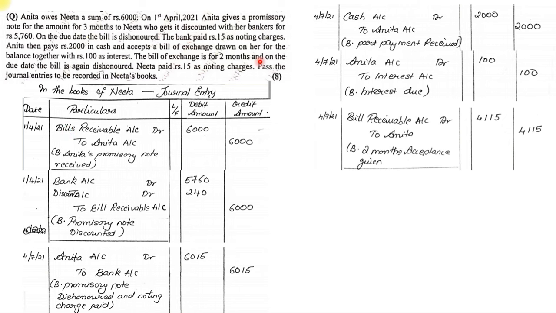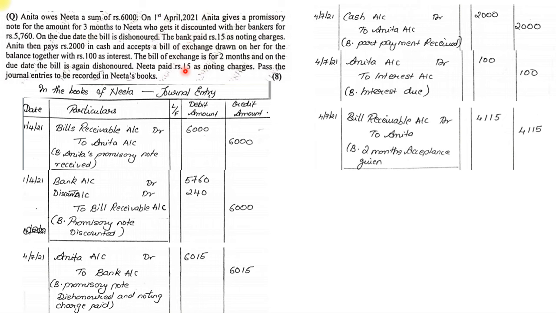Now the bill is for 2 months. Now let us again calculate the due date. This is July, so August, September. So 7, 8, 9. So 9 will be the month. 4 is already the date, 5, 6, 7, 3 days grace. So 7 September will be the date, and the bill is again dishonored. Dishonored again, the same thing.